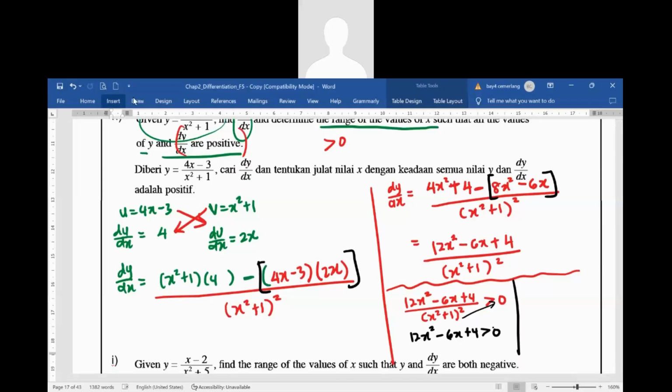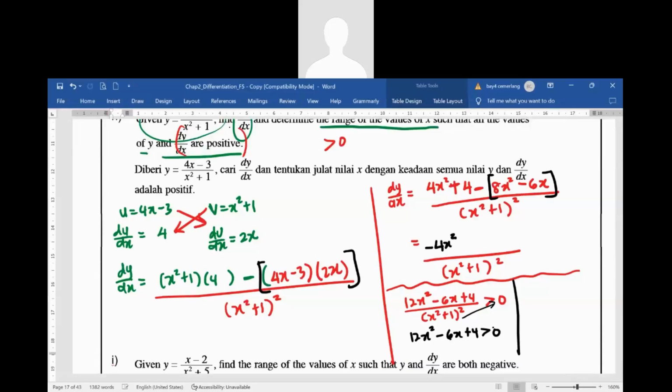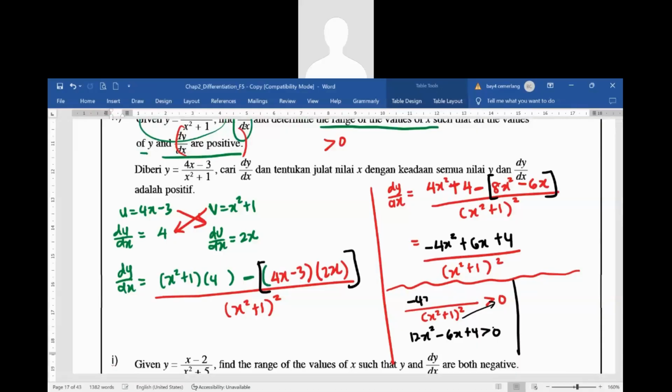So what will be the step here? Negative 4x square, right? Yes, sir. So negative 4x square, negative actually 6x and then plus 4. Last week I told you to be careful at this part. See, I do the careless mistake again. Okay, right. So negative 4x square plus 6x plus 4. Betul lah kali ni. I think it's correct. Okay, right.